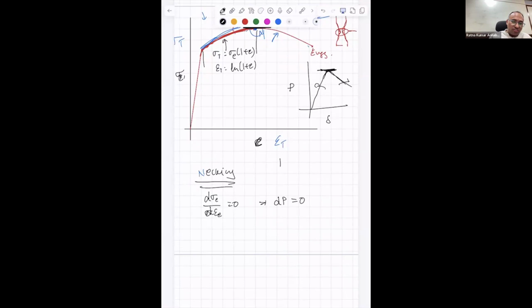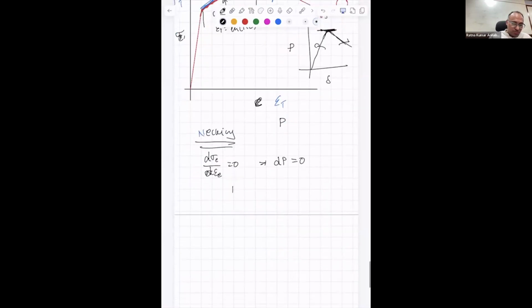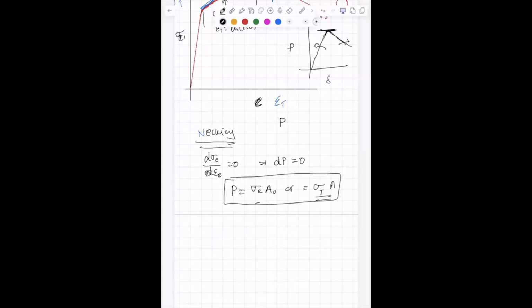Now, the applied force is equal to engineering stress into original cross-sectional area, or this can also be written as true stress into current cross-sectional area. Can you do that? Is that clear? Yes, both are one and the same.